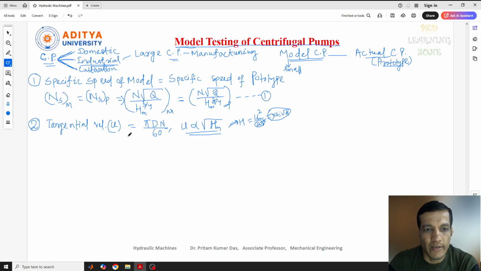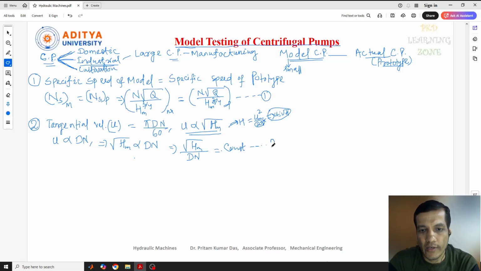So here, u is directly proportional to dn, and again u is also directly proportional to root over of hm. So I can write that root over of hm is directly proportional to dn, and from this, root over of hm by dn is equal to constant. This one we can give equation number 2. Now this is constant.